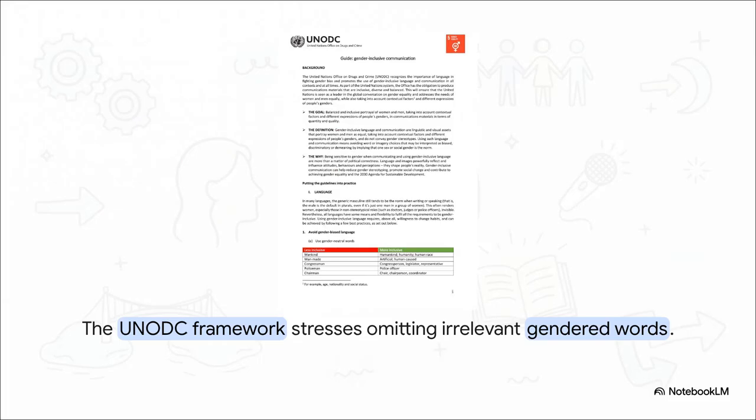Global entities like the UNODC view this system upgrade as a highly critical compliance standard. It really isn't about just being polite, it's about being maximally effective. Their guidelines specifically stress omitting gendered words entirely when they're irrelevant. So instead of saying, discussion is fruitful when everyone contributes his ideas, you optimize that down to, discussion is fruitful when everyone contributes ideas. See? Tighter, cleaner, and universally applicable.